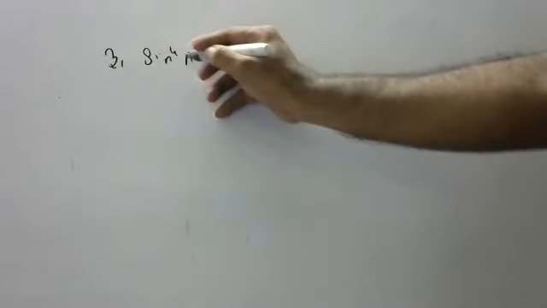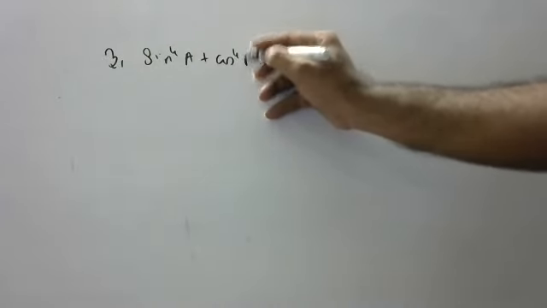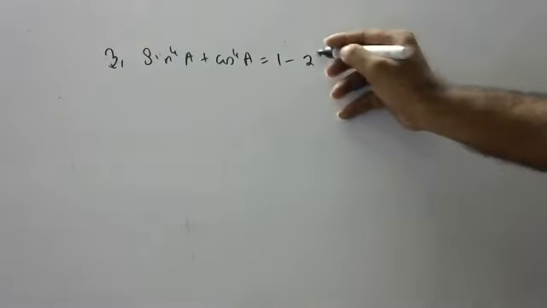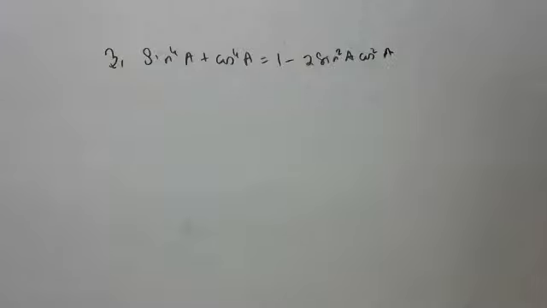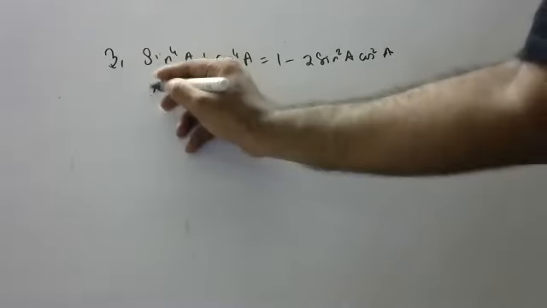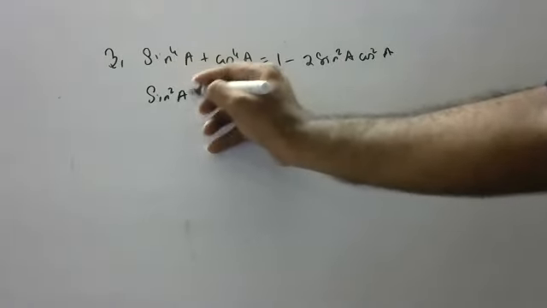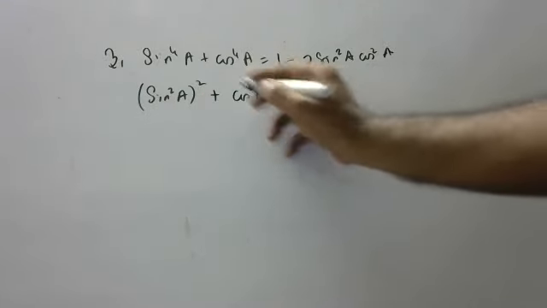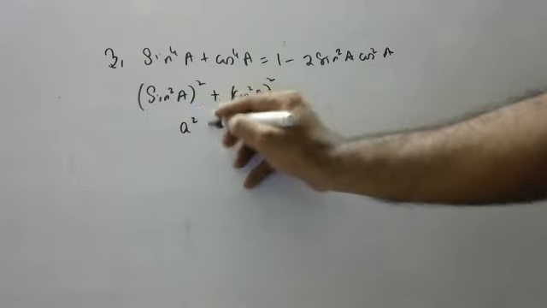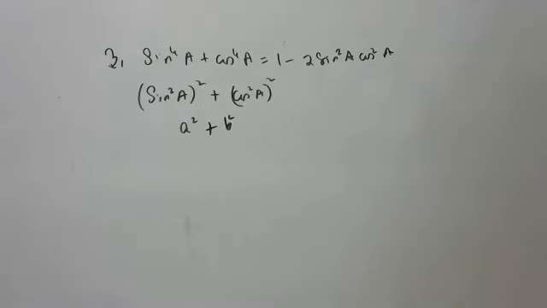Sine to the power of 4A plus cos to the power of 4A is equal to 1 minus 2 sine square A cos square A. Okay, children? This I can write as sine square A whole square, and this I can write as cos square A whole square. This is in the form of a square plus b square. Can anyone say what is the form of a square plus b square? A plus B whole square minus 2AB.